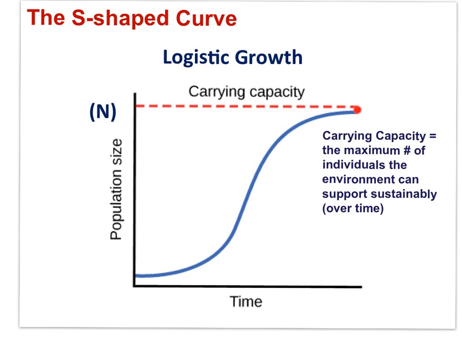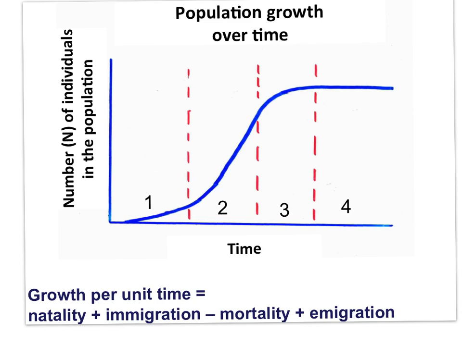Once populations reach carrying capacity, they tend to oscillate around carrying capacity, defined here as the maximum number of individuals that the environment can support sustainably over time. Growth per unit time is a function of birth rate, natality, plus immigration, minus death rate, mortality, plus emigration. In time period 1, the population grows slightly, thus the absolute number of births plus immigration must be greater than the absolute number of deaths plus emigration.